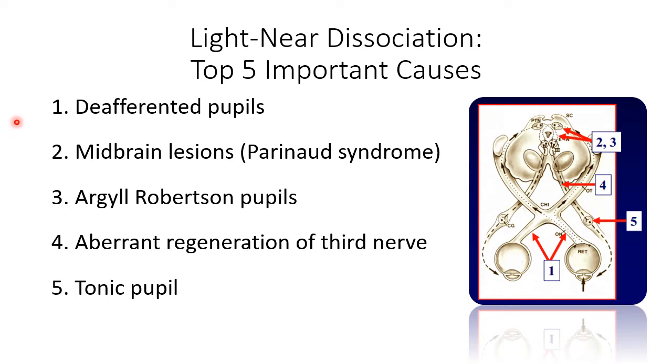And then you can have midbrain lesions in the so-called Parinaud syndrome, where one has mid-position pupils that are non-reactive to light, but they can react to near. And then there's the classic syphilitic Argyll Robertson pupils. These pupils are small and non-reactive to light, but again react to near convergence.